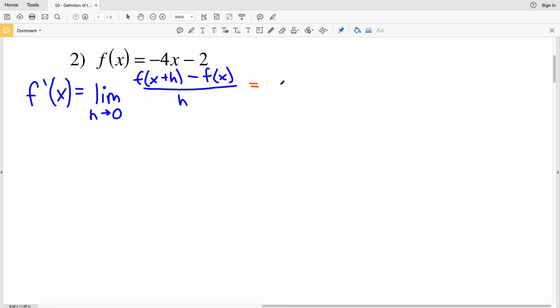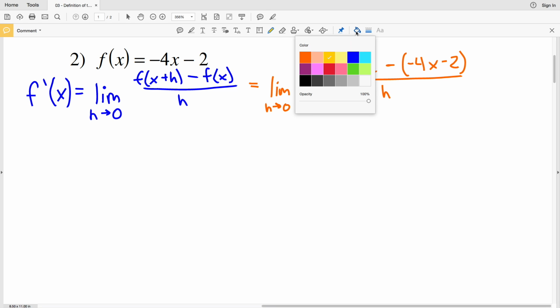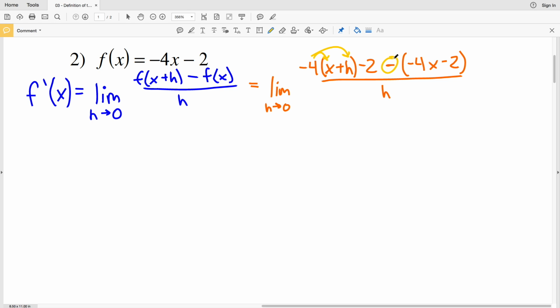The limit as h approaches 0 of f of x plus h is going to be negative 4 times x plus h. And then we're subtracting 2. That is f of x plus h. Now we're going to subtract f of x, which is simply negative 4x minus 2. And that's all over h. So now I'm going to distribute my negative 4 to the x and to the h, and I'm going to make sure I'm subtracting each of my terms of f of x.